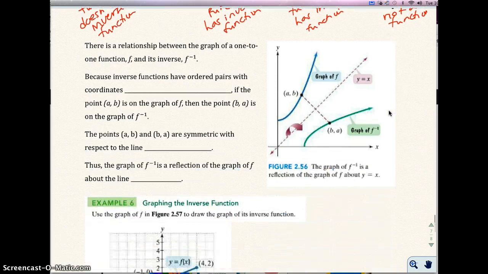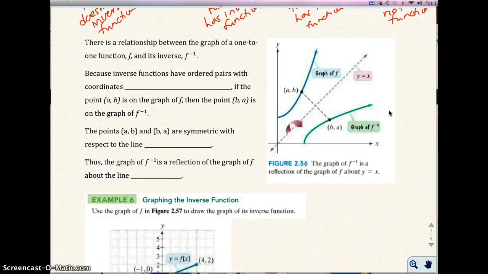Okay? There's a relationship between the graph of a one-to-one function f and its inverse f inverse. Because inverse functions have ordered pairs with coordinate interchange, if the point (a, b) is on the graph of f, then the point (b, a) is on the graph of the inverse function. Remember how we interchange them. If one point is on the graph of f, or is a solution to f, as we talked about earlier, then when you interchange it, it should be a point or solution to the inverse function. The points (a, b) and (b, a) are symmetric with respect to the line y equals x.